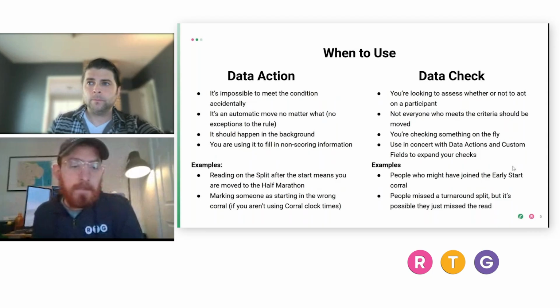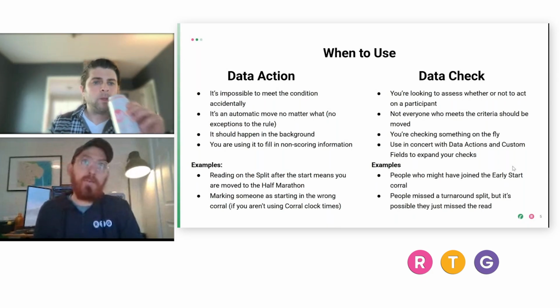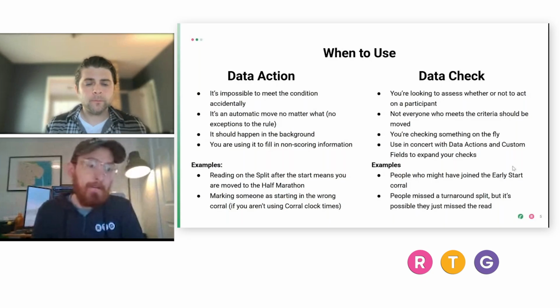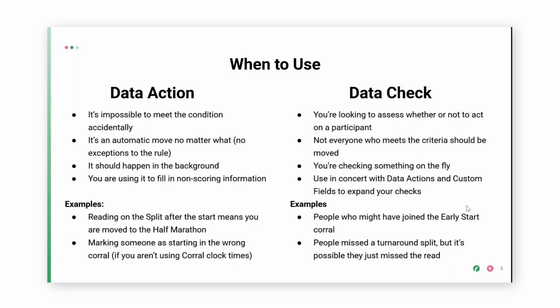So when should you use data checks and data actions? You should use data actions if it's impossible to meet the condition accidentally. So you really know for certain that if anybody gets a read at any time at this location way out on the marathon course, they should be moved to the marathon. There's no possible scenario where someone would be walking over there unless they were actually supposed to be running the marathon.